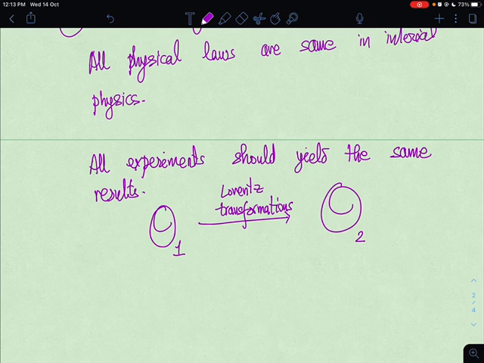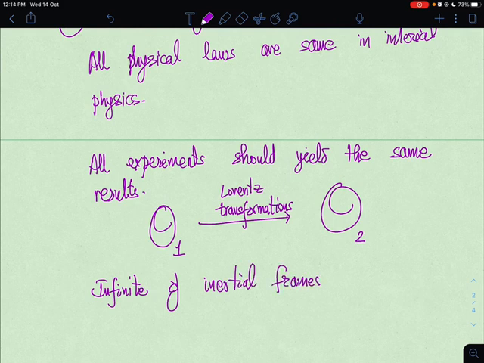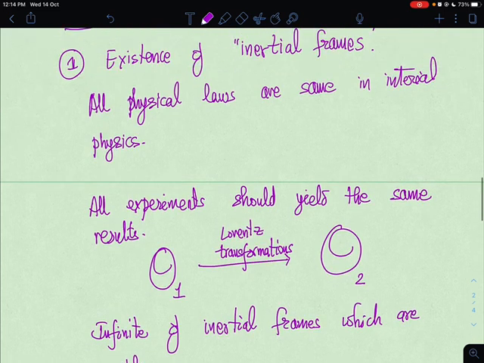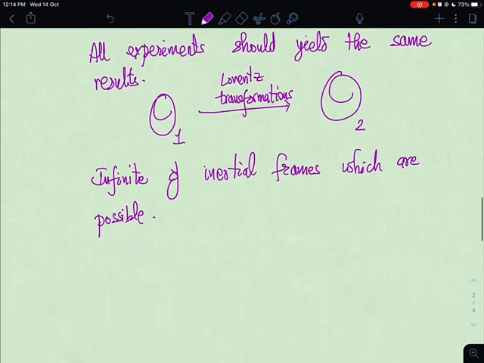And as a consequence of this, in fact, we can have an infinite number of inertial frames which are possible. So this is essentially telling you that if you want to move from one inertial frame to another, you have to use something called the Lorentz transformations, and all the physical laws are the same in every frame of reference, every inertial frame.